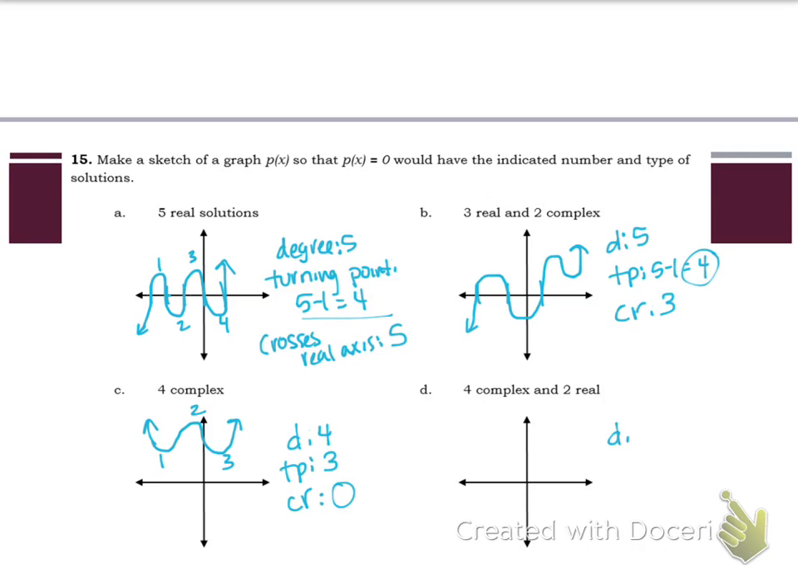Okay, so my degree is 6, my turning points is 5, my crossing the real axis is 2, so 1, 2. So 1 hump, 2 humps, 3 humps, 4 humps, 5 humps. I need to make sure it keeps going away. 1, 2, 3, 4, 5. It goes away so it doesn't cross my x-axis again.